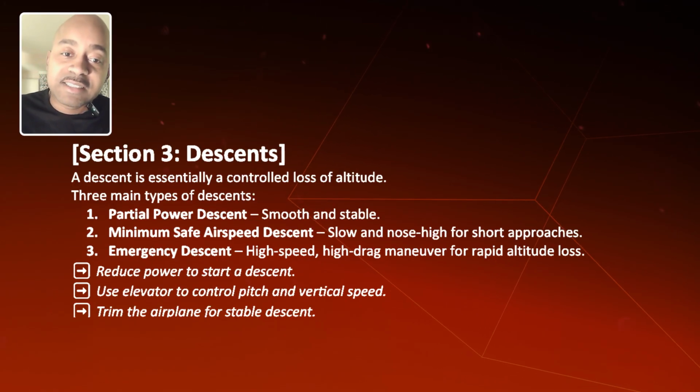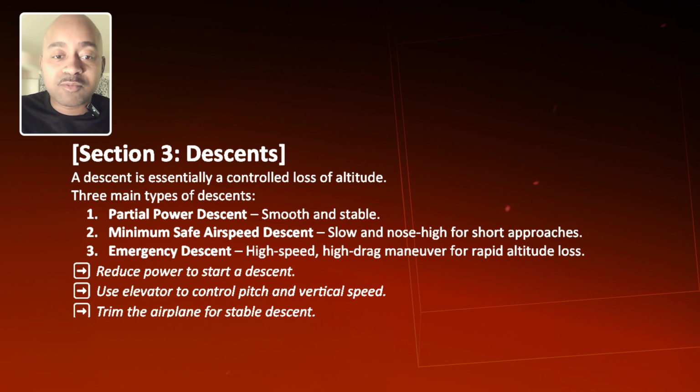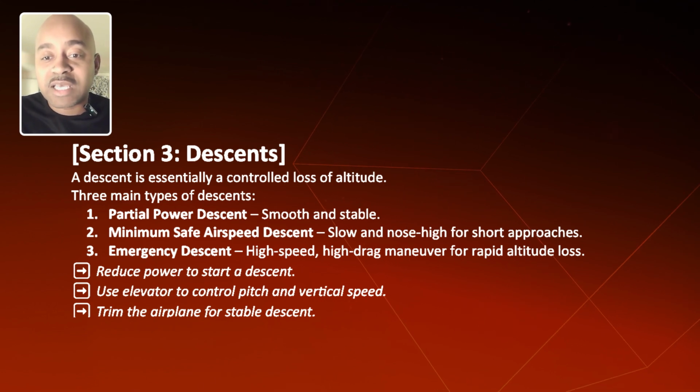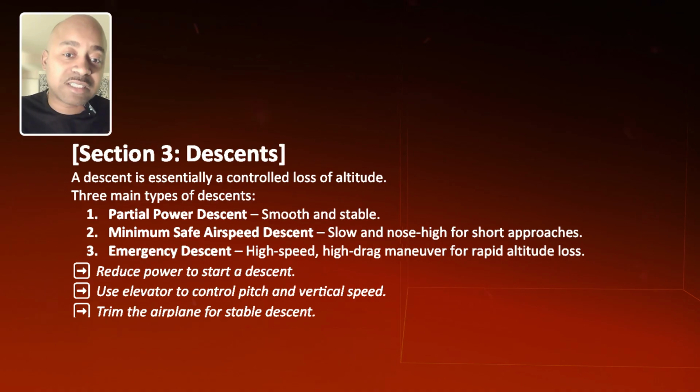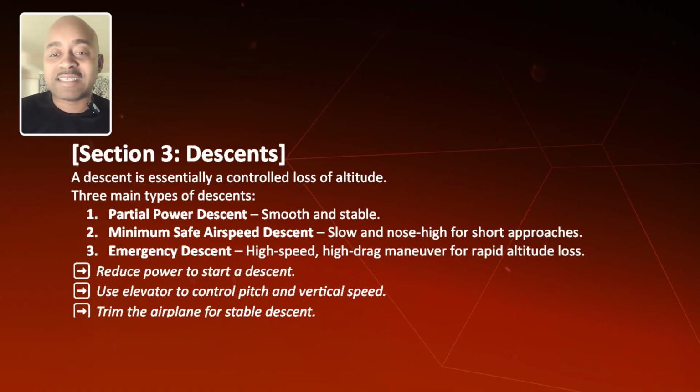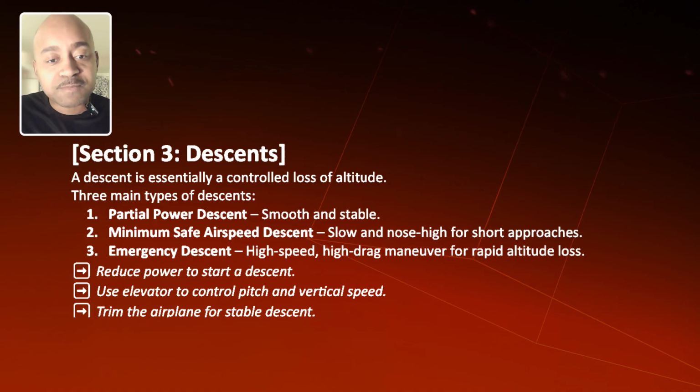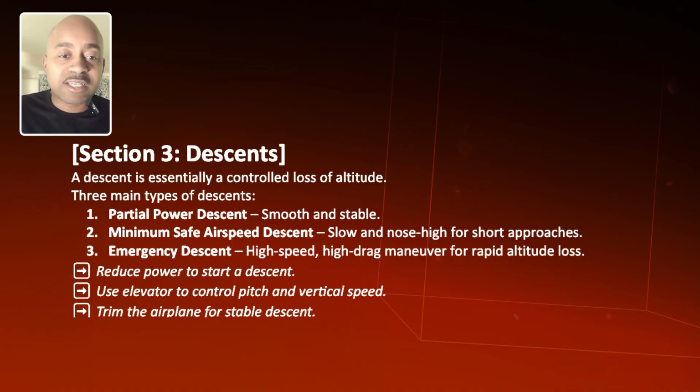In descents, it's essentially a controlled loss of altitude, and it's three types. Partial power descent, which is smooth and stable, a minimum safe airspeed descent, so slow, nose high, for short approaches, and emergency descent. That's a high speed, high drag maneuver for rapid descent, rapid altitude loss. So you reduce power, start the descent, use elevator control to control the speed, and then trim the airplane for a stable descent. And since we're talking about descents, we're going to go into glides.